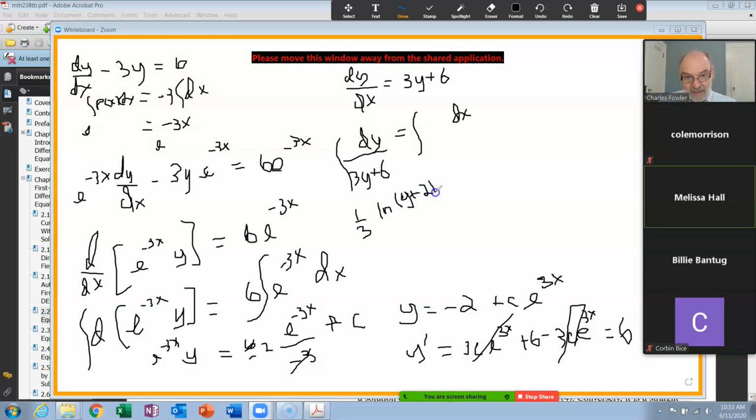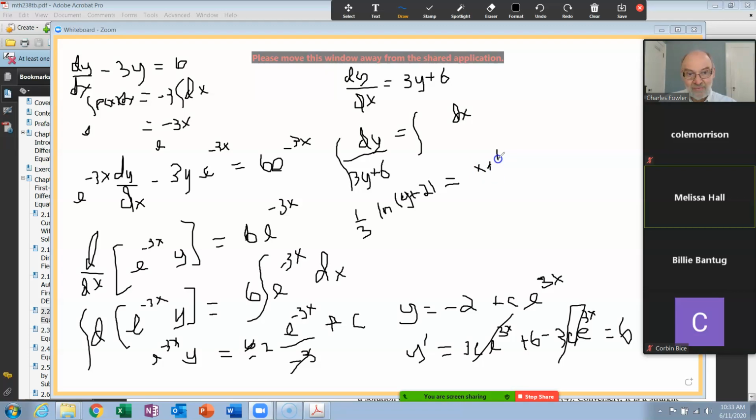And that should be an absolute value bar there. It didn't look like one. Okay? And that's equal to x plus c. But I'm going to make that a plus log c, if that's okay with you.